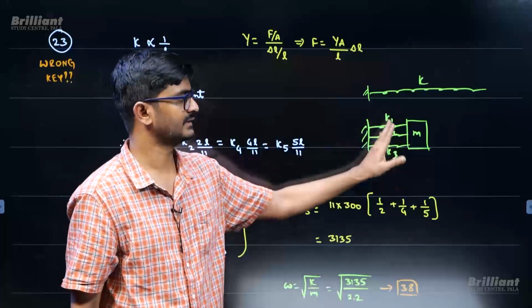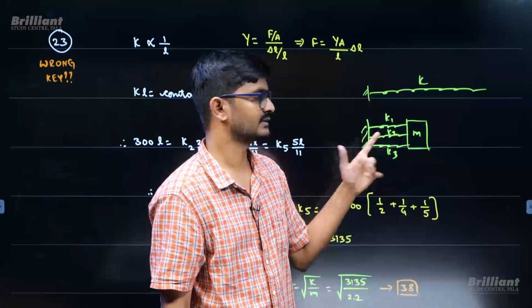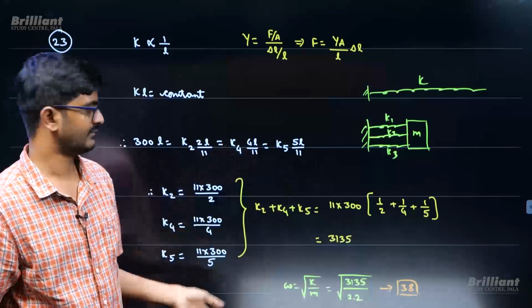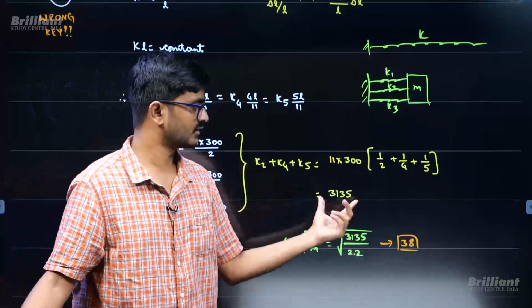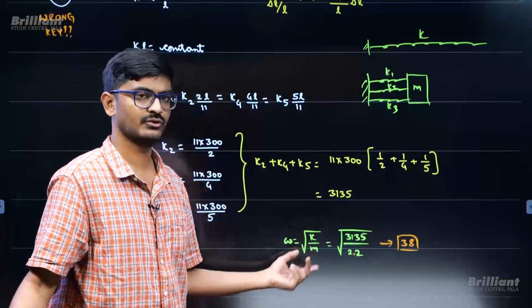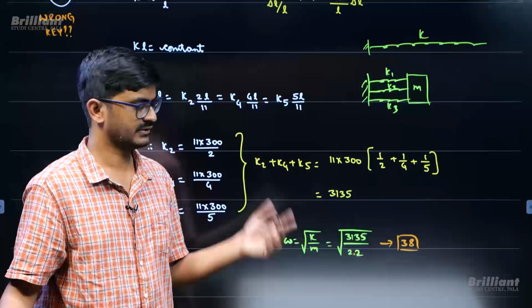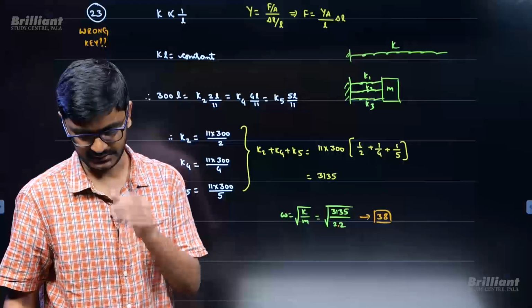Now when you connect them like this, they are going to behave like an effective spring of spring constant K2 plus K4 plus K5. So K2 is this much, K4 is this much, K5 is this much. So effective spring constant is this much. Then omega will be root of K by M. K by mass is 2.2. When you substitute, that's a bad calculation. You will be ending up with almost 38.